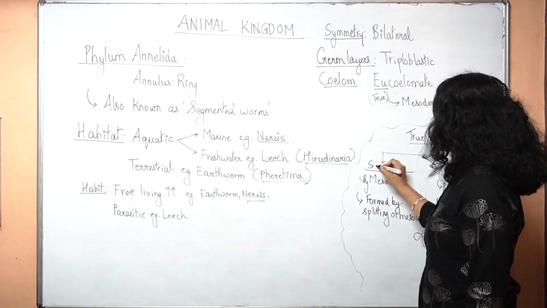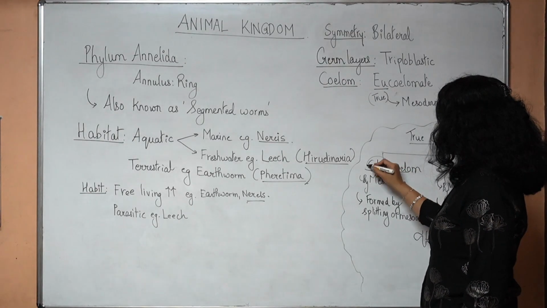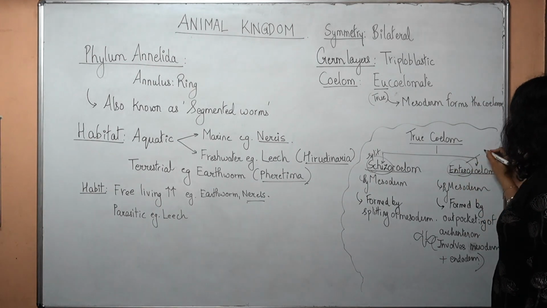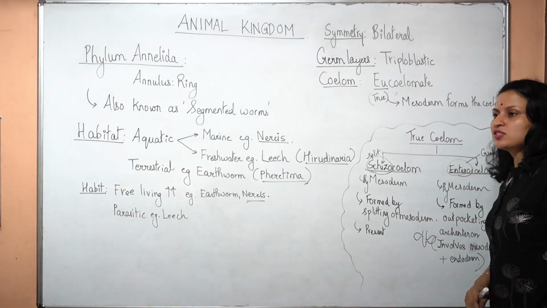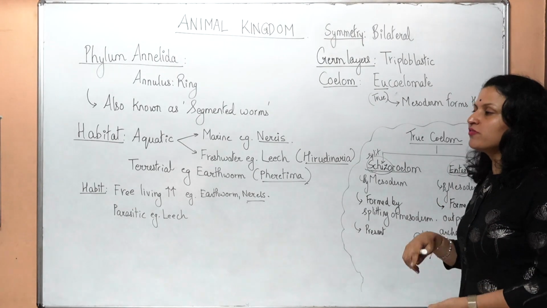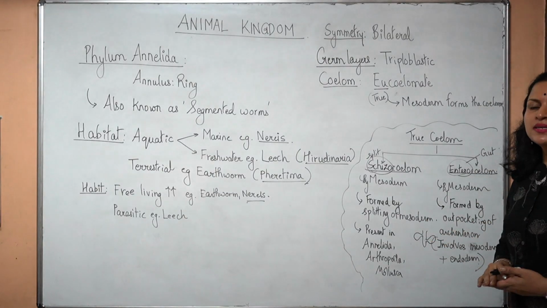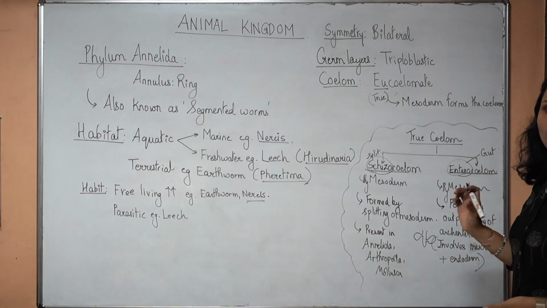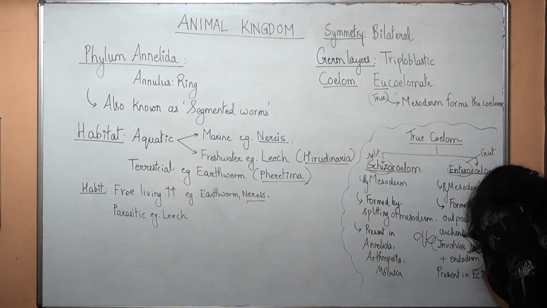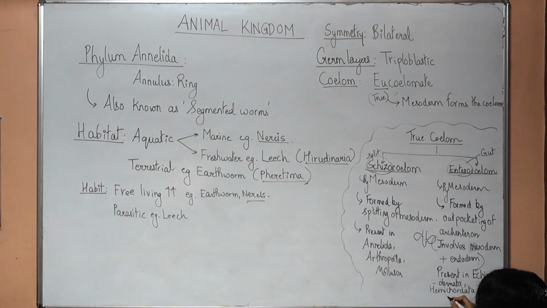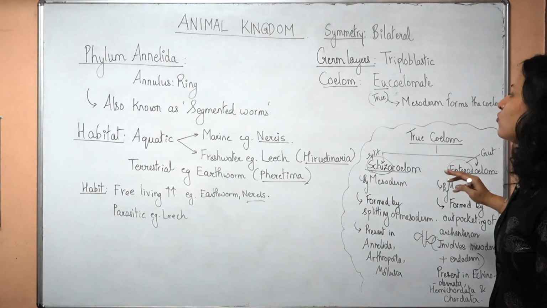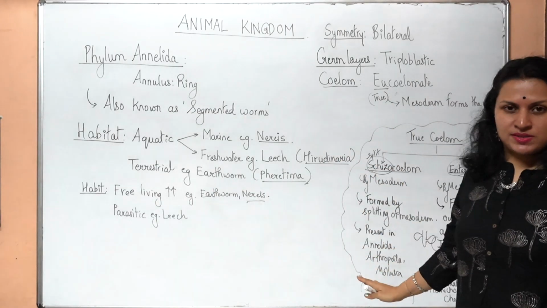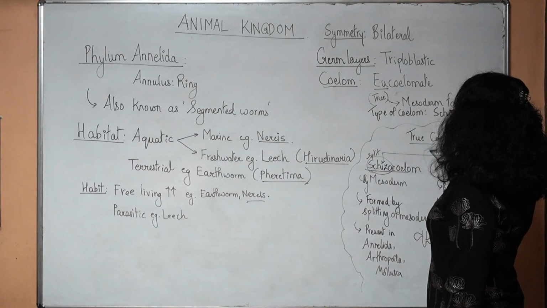The first type is called the schizocoelom. Schizo means split. And the second type is called the enterocoelom, wherein entero means the gut. The schizocoelom is present in three phyla, that is Phylum Annelida, Phylum Arthropoda, and Phylum Mollusca. And the enterocoelom is present in the remaining three phyla, which is Phylum Echinodermata, Phylum Hemichordata, and Phylum Chordata, including us. So these are the two types of true coeloms. And what kind of true coelom does this one have? This one will have a true coelom of the schizocoelom type.